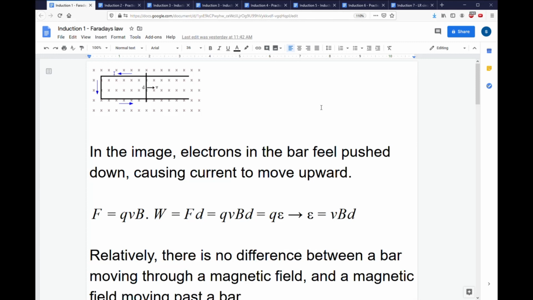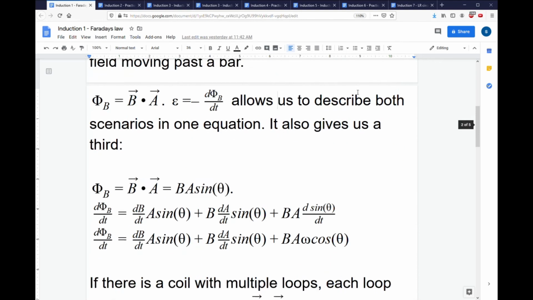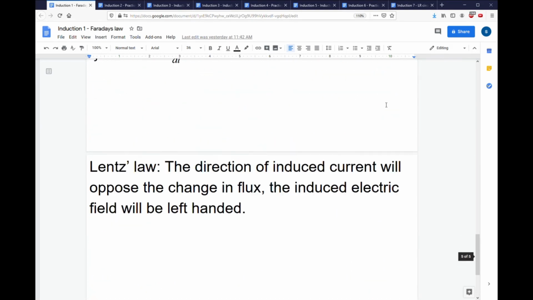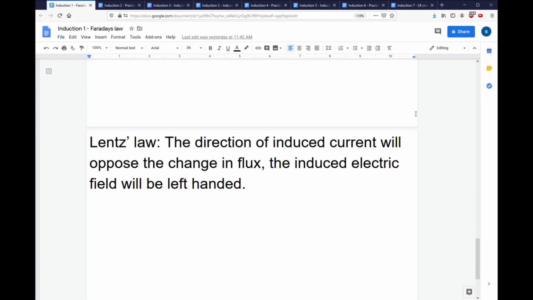If we were to reverse this, make the bar go to the left, we would also reverse the direction of current, which means we would reverse the direction of force. Lenz's law always tries to create an EMF that will oppose whatever it is that's creating that EMF. More generally, Lenz's law will create an induced current that tries to oppose how the flux changes.